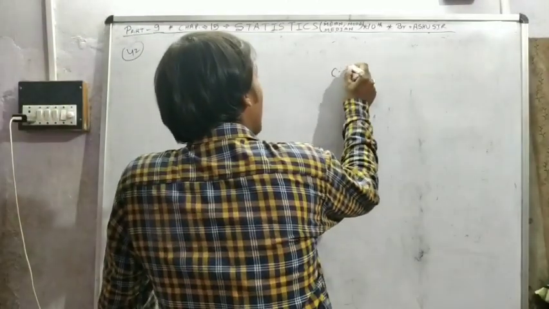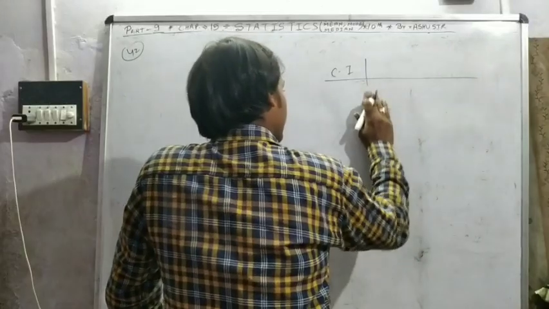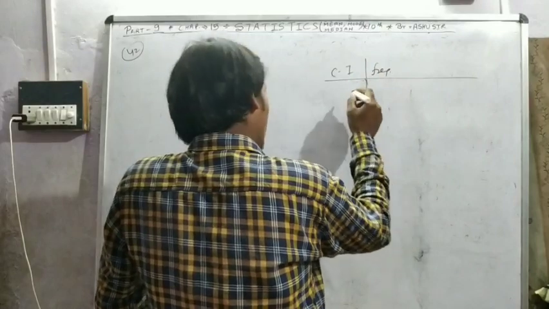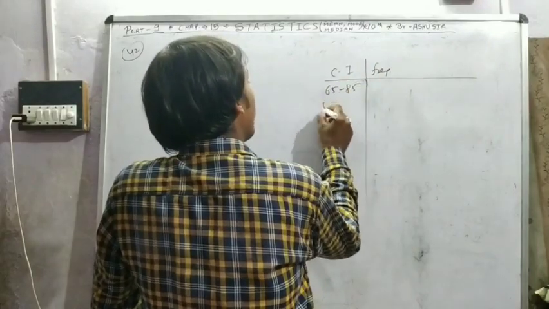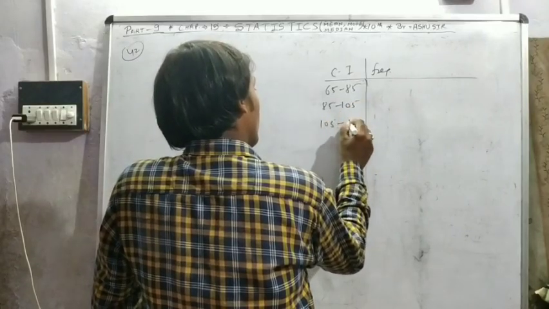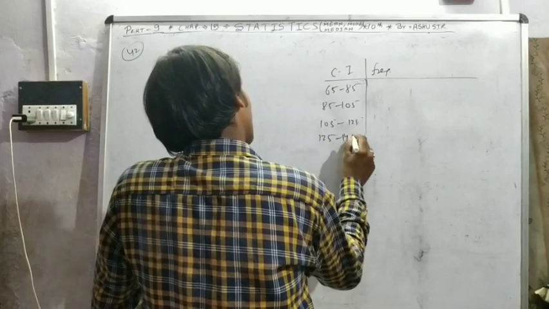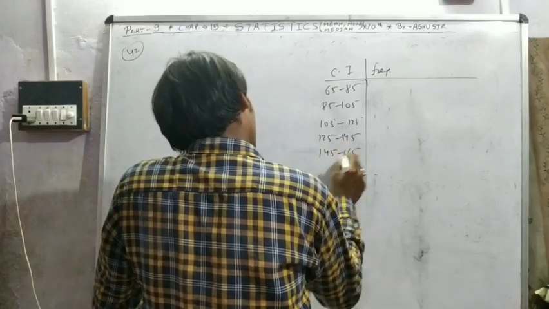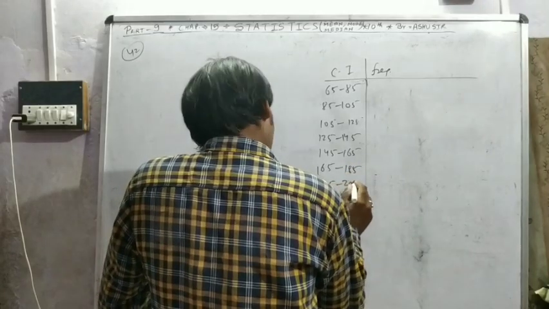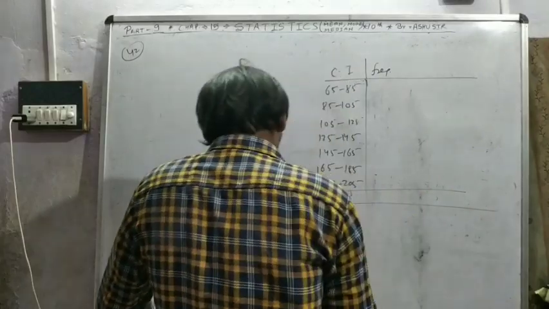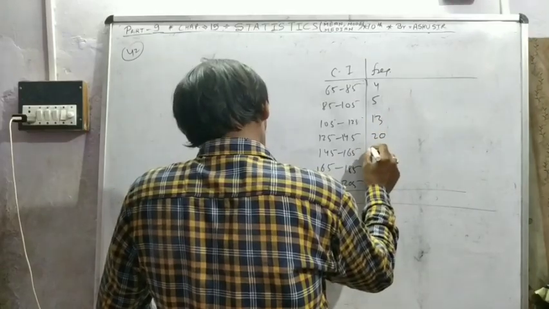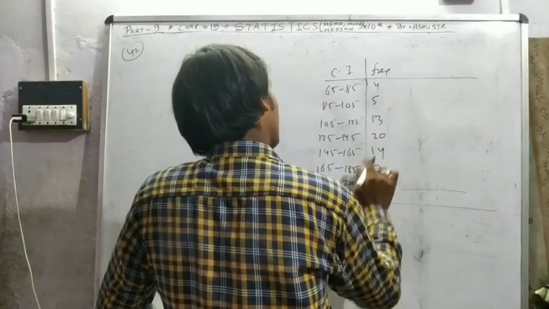The question gives a class interval and frequency. The class intervals are 65 to 85, 85 to 105, 105 to 125, 125 to 145, 145 to 165, 165 to 185, and 185 to 205. And the frequencies given are 4, 5, 13, 20, 14, 7, 4.